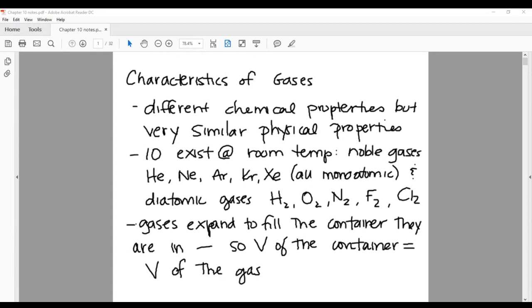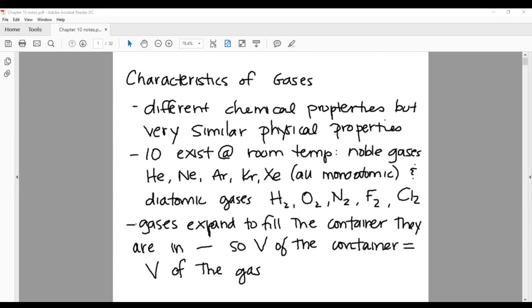And then we have 5 diatomic gases: hydrogen, oxygen, nitrogen, fluorine, and chlorine. Now keep in mind that we have 7 diatomics that exist in nature, but bromine and iodine are not gases at room temperature.